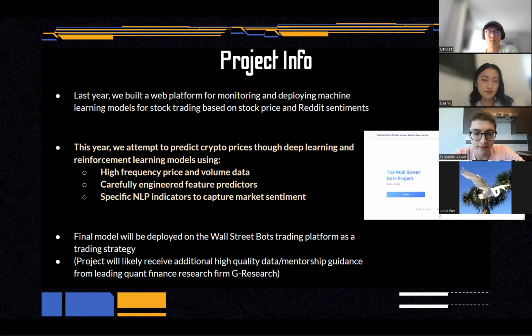So the first part is building NLP indicators based on data extracted from social media and other sources, including, for instance, Twitter. The idea is basically to expand the analysis that was done last year on the Wall Street Bots project. Last year I was not in the project, but the project directors that year looked at sentiment analysis in kind of a raw form.